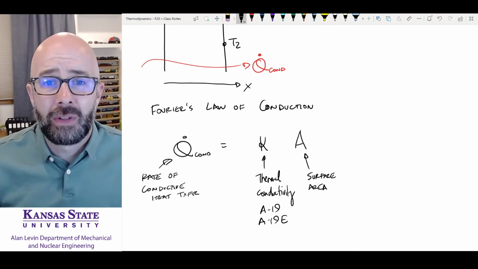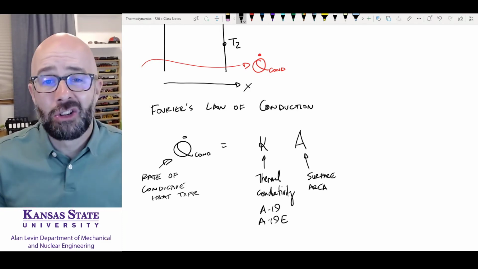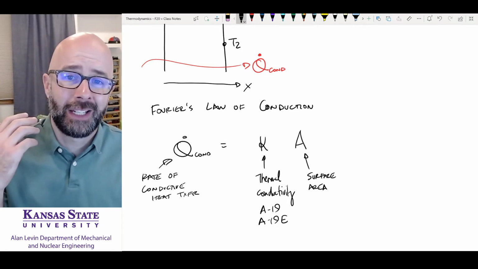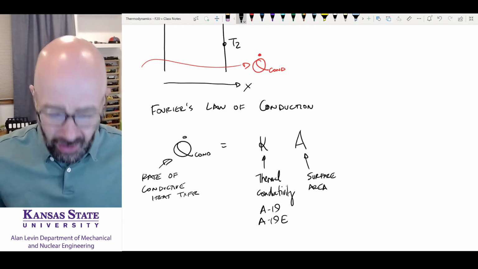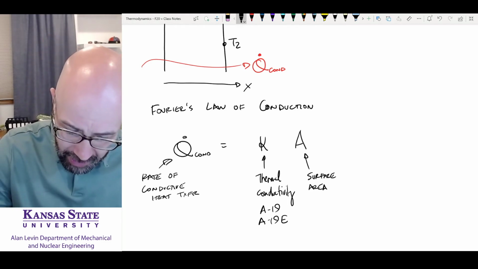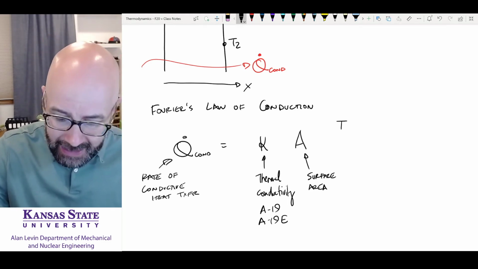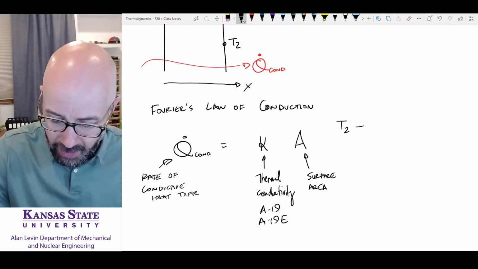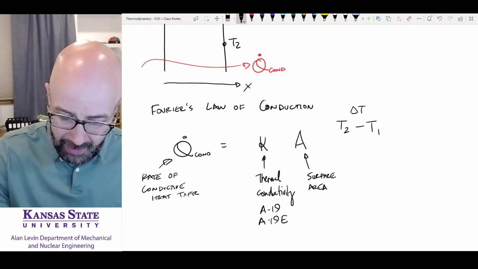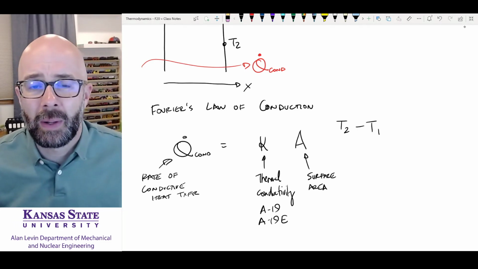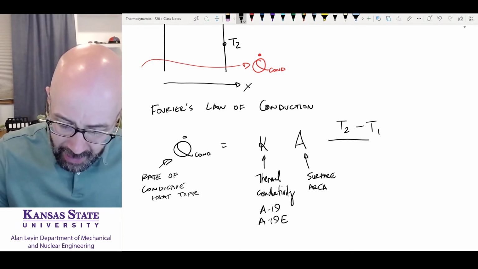If my barbecue grill is at 80 degrees and the outside temperature is 78, there's not a lot of heat transfer. So the temperature difference is going to make a difference. We're going to put here dT, or T2 minus T1. This delta T is going to be at the top. I should just write it as T2 minus T1. That is going to make it bigger.